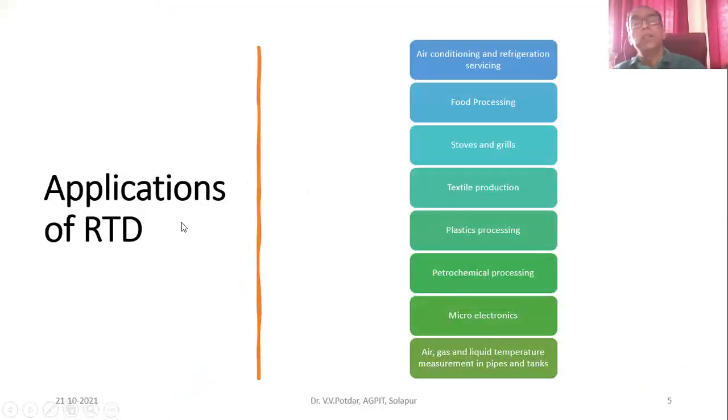Let us see the applications of RTD. For air conditioning, refrigeration, servicing, RTDs are used. In food processing industries, RTDs are used. In stoves and grills, for measurement of temperature, RTDs are used. For control of temperatures, RTDs are used. In textile production, RTDs are used. In plastic processing industries, petrochemical processing, microelectronics industries, RTDs are used. Even in air, gas, and liquid temperature measurement in pipes and tanks, RTDs are used.